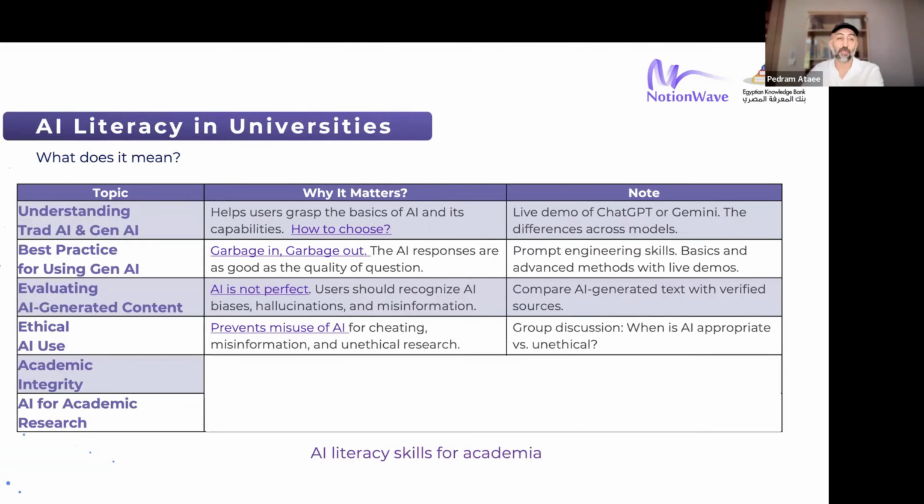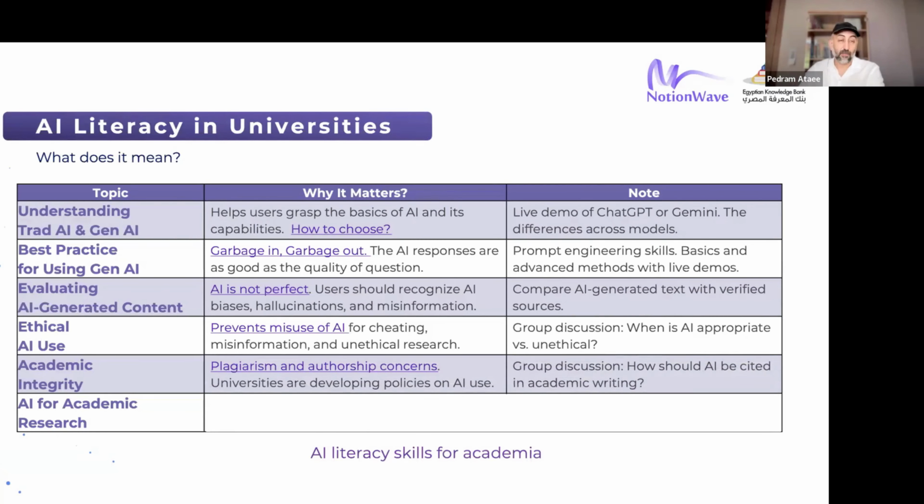We all have to learn the right way of ethical use of AI. We have to prevent misuse of AI in the context of the university, for example cheating or unethical research, and have accountability for the content that we create.